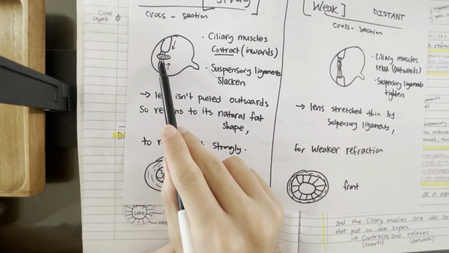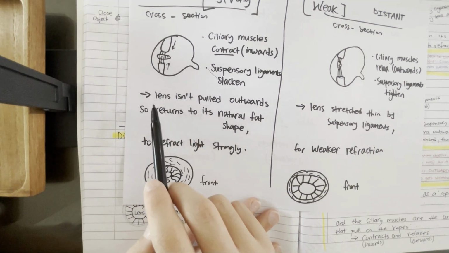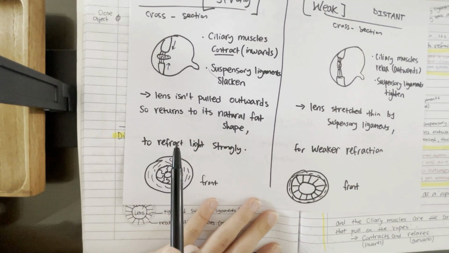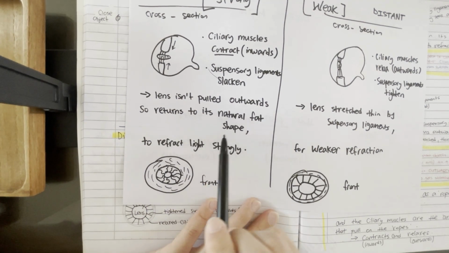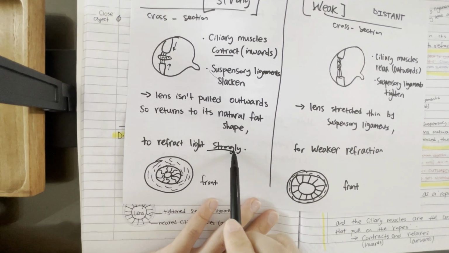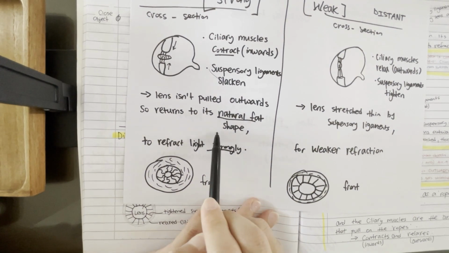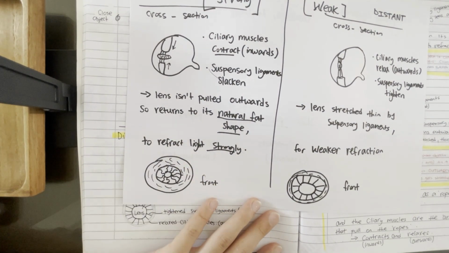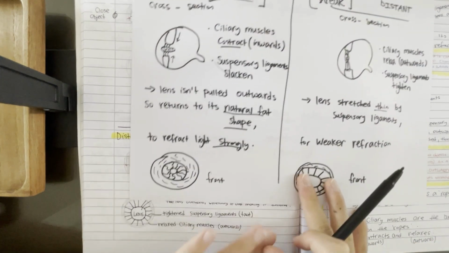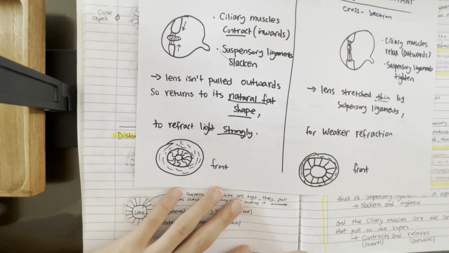So if these ligaments are slackened, it means they aren't pulling on the lens anymore, right? So this means the lens can be in its natural fat shape to refract light strongly. It's in its natural fat shape because it isn't being pulled, right? So it's going to be fat. Because if you're fat but you're getting pulled, you're going to become thin, like for distant objects, but for close objects, you aren't being pulled, so you're going to become fat. And this allows the light to be refracted more strongly.